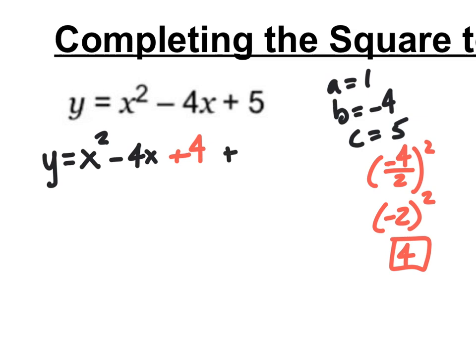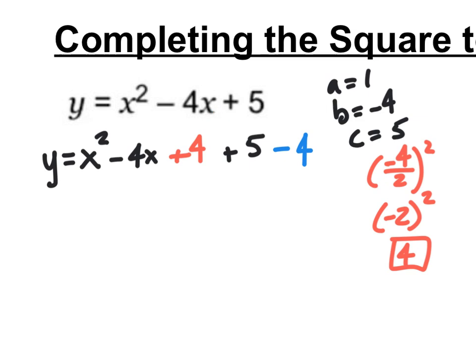But then I have this plus 5. The problem is that if I add 4 to this, then I don't have the same equation as I did up here. But if I subtract a 4 as well, then this stays balanced, because 4 minus 4 gives me 0, which gives me back where I started.